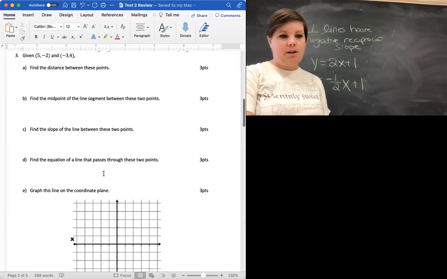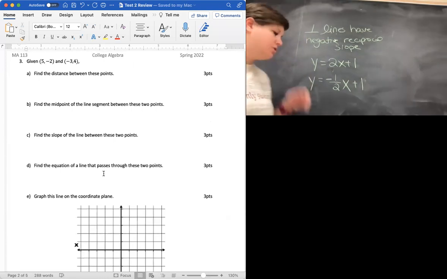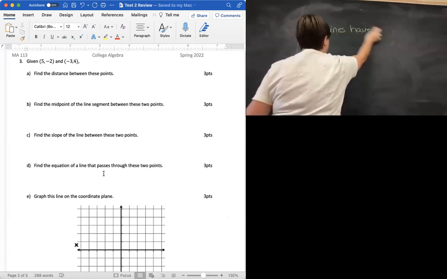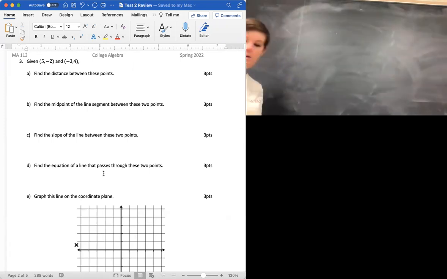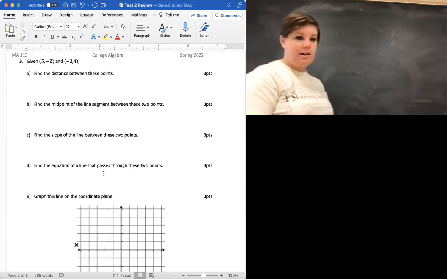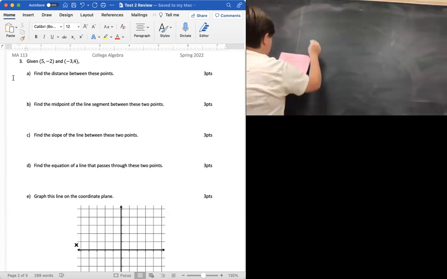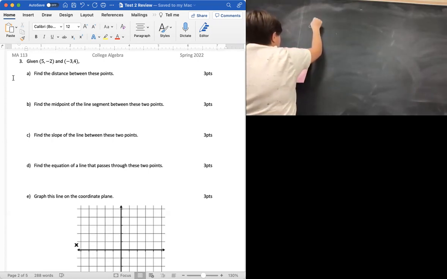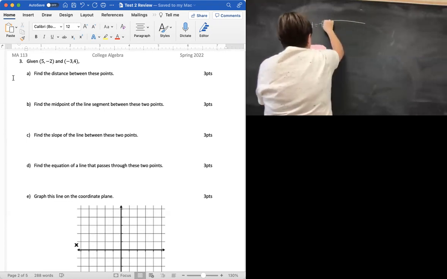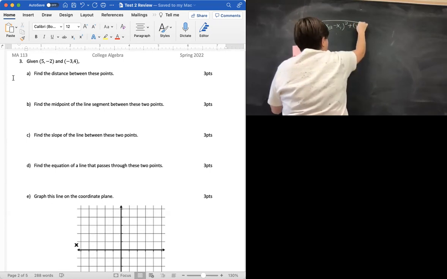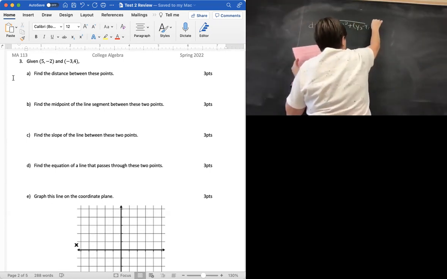Okay. Number 3, they give us 2 points and they ask us a whole bunch of questions about those 2 points. So the first 2 that they ask us, part A and B, those are from 2.8. Part A says find the distance between these 2 points. Distance is in 2.8. Distance equals the square root of x2 minus x1 quantity squared plus y2 minus y1 quantity squared.